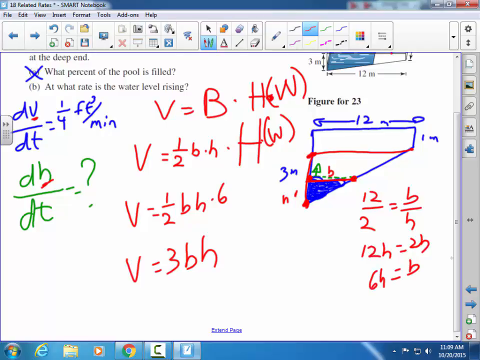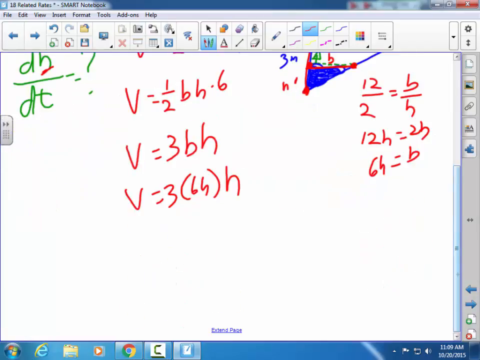Now, are we going to plug 6H in for B, or are we going to plug in B/6 for H? Right, we're trying to find the derivative, and we're trying to find dH, so we want H's in our problem. So the volume is 3 times 6H times H, 18H squared. Whew. We've done the hard part, now you can do the calculus.